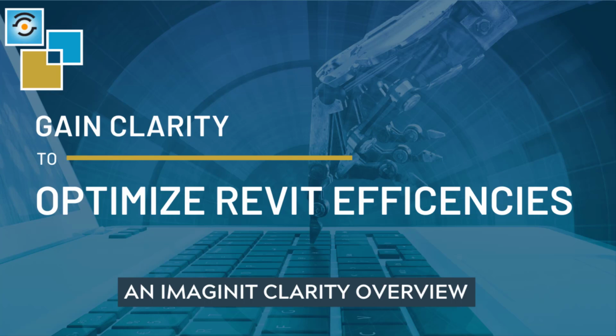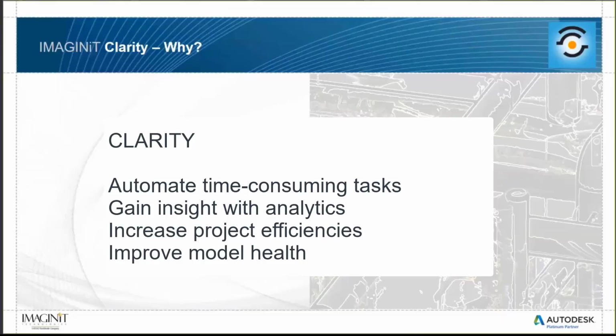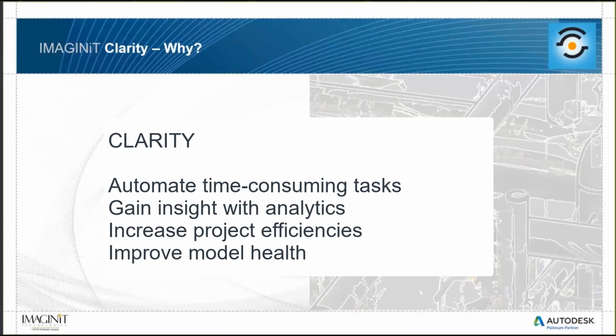Welcome to Gain Clarity to Optimize Revit Efficiencies, an IMAGINiT Clarity overview. Clarity allows you to access your data in new and insightful ways. With unique task automation and analytics, you not only save time on Revit or BIM 360 design projects, but can also understand how different aspects of your models affect project performance. Let's take a look.